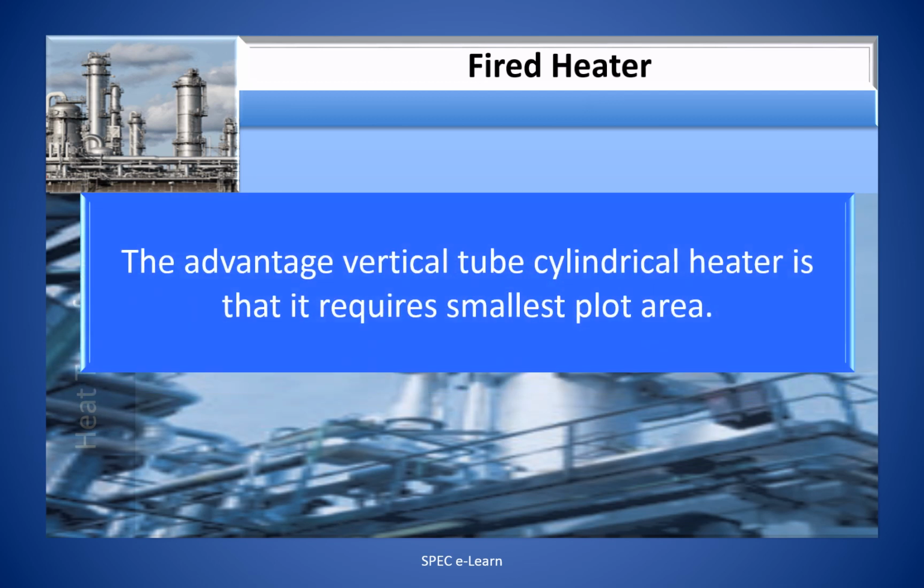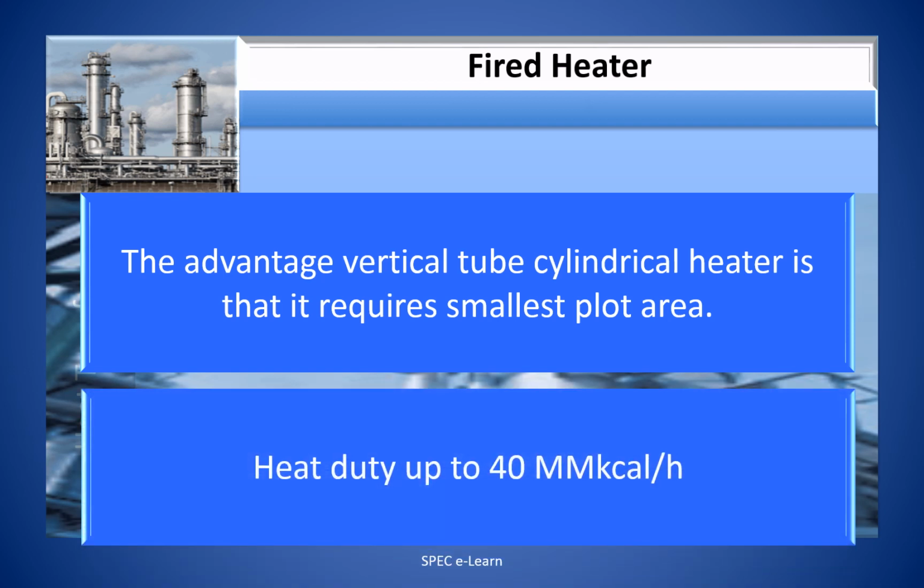The advantage of vertical tube cylindrical heater is that it requires smallest plot area. Heat duty up to 40 million kilocalories per hour can be achieved with this heater.